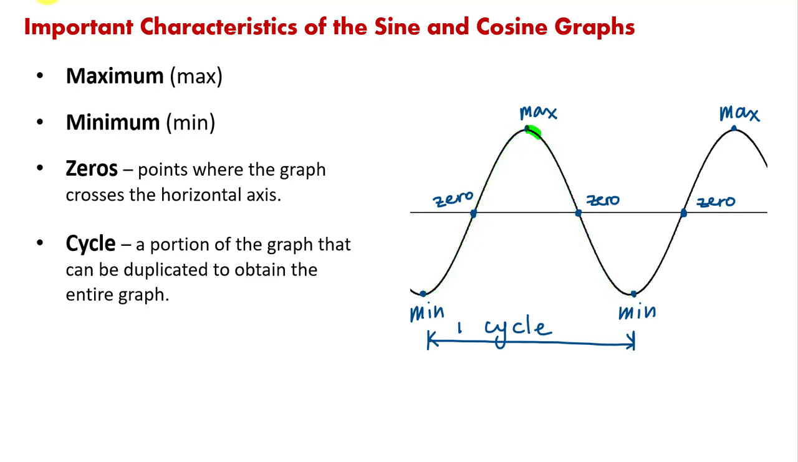How about if I start at a maximum? How far do I need to go so that the portion of the graph is not too long or too short, so that I can copy and paste it and recreate the entire graph? Well, I should go until the next maximum point. So this represents one portion of the graph that can be duplicated to obtain the entire graph. That means that it's one cycle.